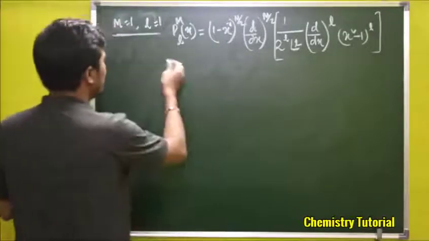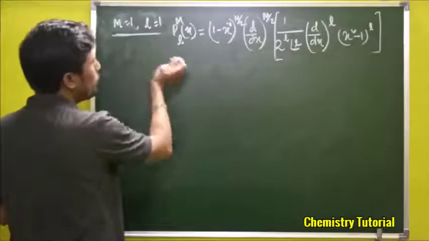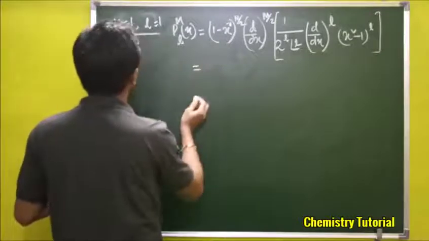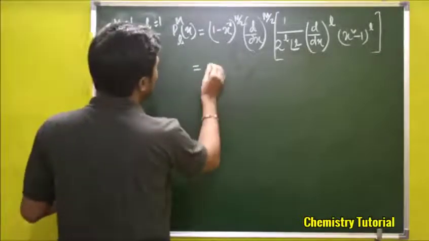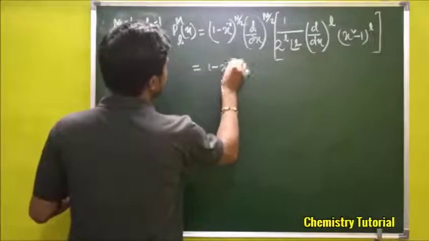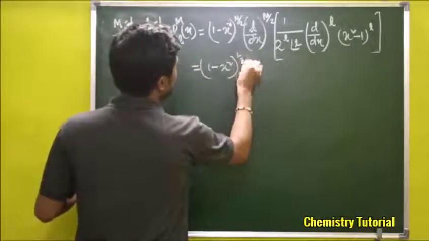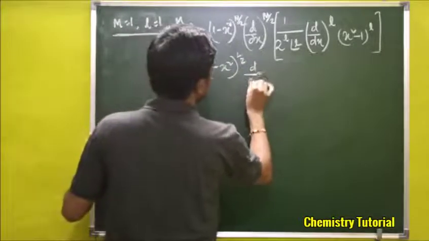So here L equal to 1 and m equal to 1, so x square, by 1 by 2, d/dx.